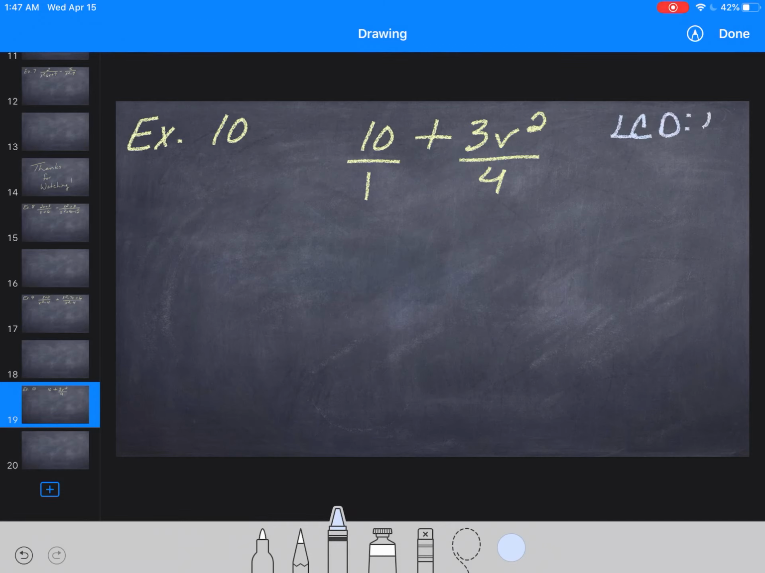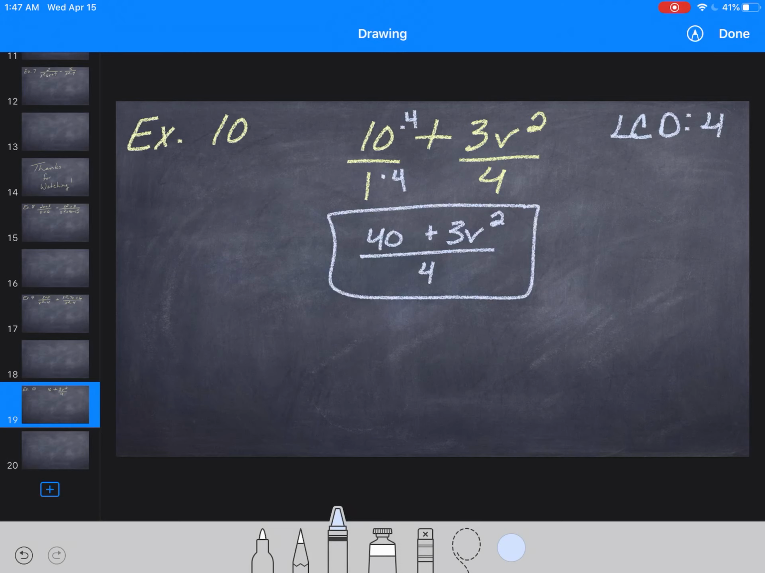My least common denominator between a 1 and a 4 is a 4. So I can multiply in a 4 in my numerator and a 4 in my denominator. I end up with 40 plus 3v squared all over 4. Then I look at that and I can tell that there is nothing more that I can do. So this is my answer.